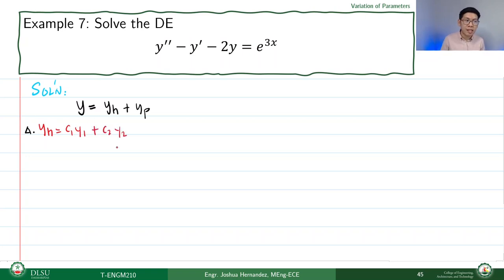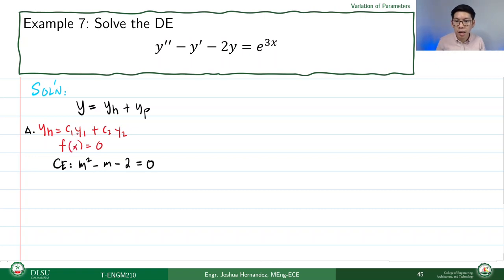In this case, hindi natin alam yung y sub 1 at y sub 2. But pwede ba natin siya malaman? Yes. Because this is a second order linear differential equation na may constant coefficients, we can actually solve for y sub 1 and y sub 2. At paano yun? We can first get the characteristic equation. Ano yung characteristic equation? M squared minus m minus 2 equals 0. No? Again, this is when f of x is equal to 0. So, nakuha na natin yung ating characteristic equation. What is next?